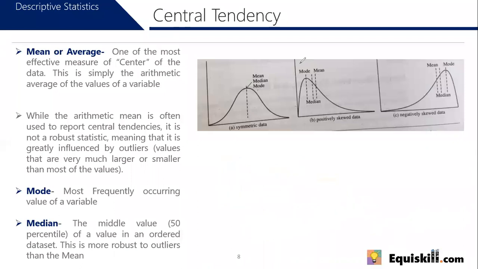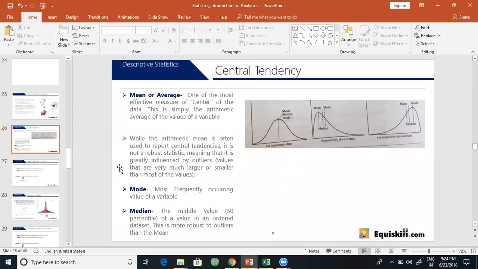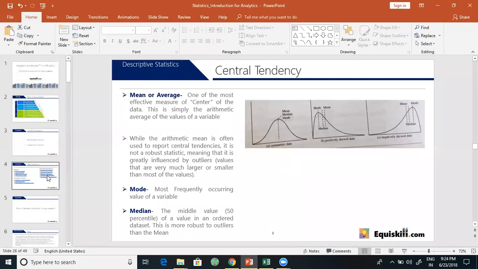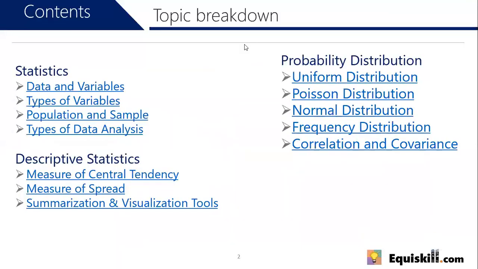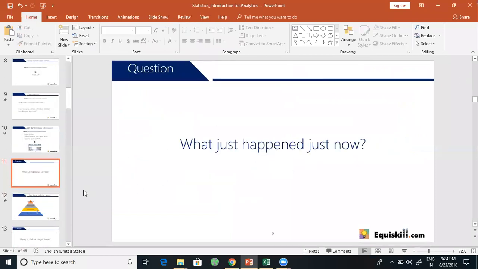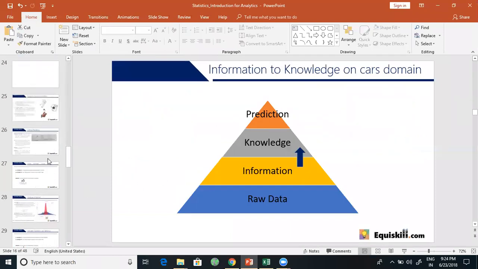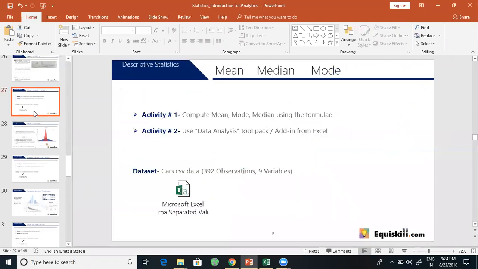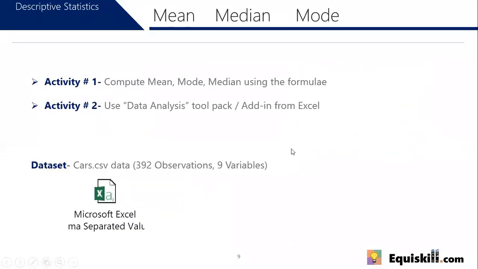In the next class, we will then learn about a few more things. Where have we reached so far? Let's just take quick stock of where we've reached so far. Okay. So we've actually covered measures of central tendency, data variables, types of variables, population sample, and types of data analysis. And now we need to move to the spread of the data, summarization and visualization tools. Okay, this we will do in our next class, but I will show you just so you can start reading about this and understand this a little bit better.